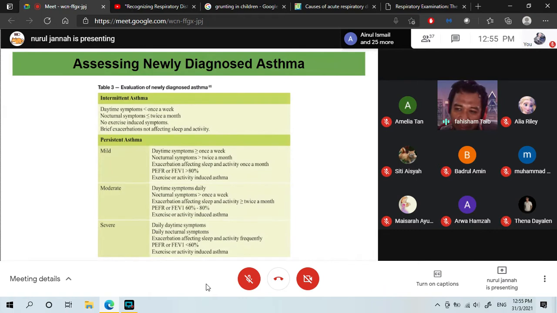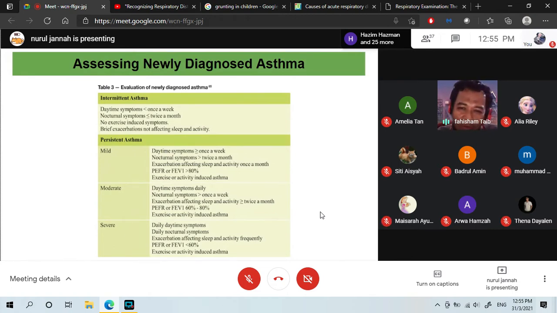Because if it's persistent, then the management will be starting on steroid therapy, prophylaxis. If it's intermittent, you don't need steroid. Maybe it's just because of exacerbation. You understand what I'm trying to say? I don't know whether you guys catch it or not. Yes, Doctor. So history must be tailored to this. Don't just read everything without understanding.